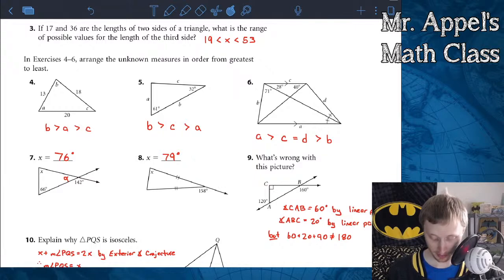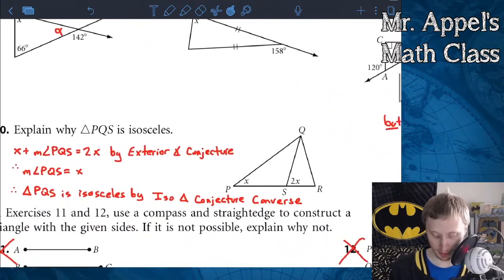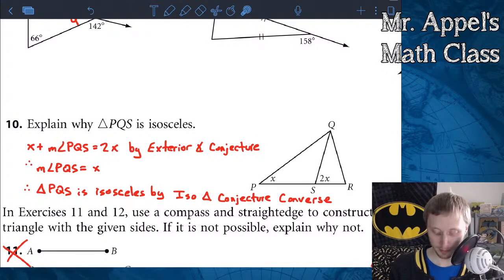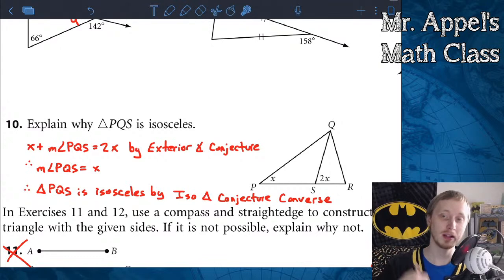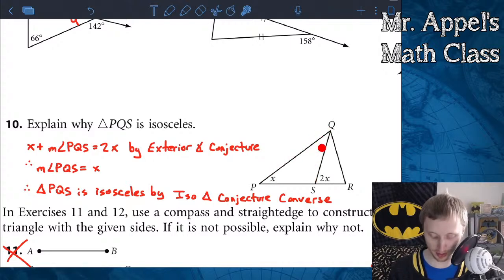No? All right, then finally number 10 makes use of that exterior angle conjecture. Again, that's just a shortcut. You could also use triangle sum and linear pair. But either way, you're going to get down to saying that this angle plus PQS, so this angle up here, that measure plus x will be equal to the 2x over there. And then you can subtract an x from both sides. So we know the measure of PQS has to be x, which means those angles are congruent. If I have two matching angles, it must be an isosceles triangle.